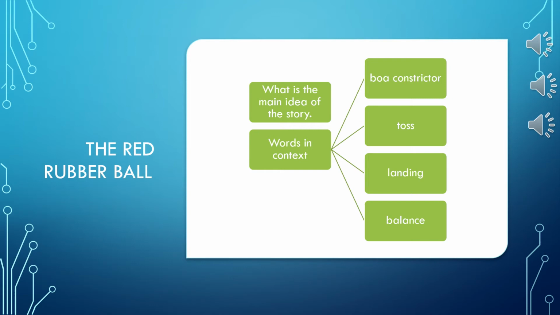Number B is, what is the main idea of The Red Rubber Ball? You need to check that one. How to play Daga. Carlos kicks the ball high in the sky. Or kids all over the world like to play games. Which one is the correct one? What do you think? What's the main idea in the story?